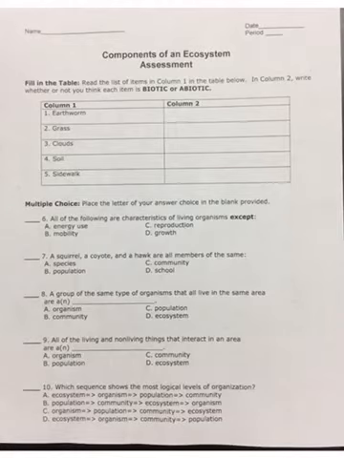Components of an ecosystem assessment. Fill in the table. Read the list of items in column 1 in the table below. In column 2, write whether or not you think each item is biotic or abiotic.